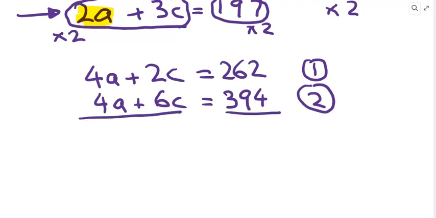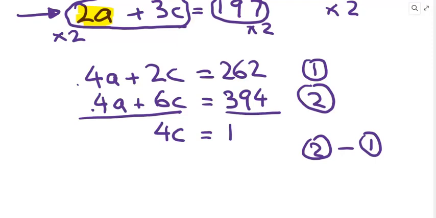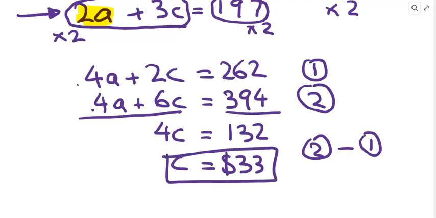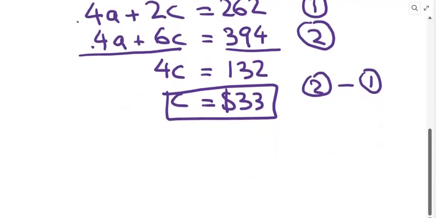then I can say, if I subtract everything in equation 1 from equation 2, I've got 4a take away 4a, leaves me with nothing. 6c take away 2c leaves me with 4c. And $394 minus $262 leaves me with $132. That lets me find the child cost easily by dividing by 4. So I get c is equal to $33. Now I still need to write that in context, but that's the first part done.